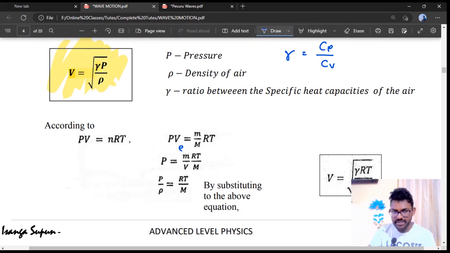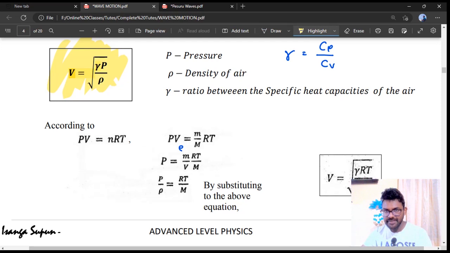R is the universal gas constant. T is the absolute temperature, the temperature right now, measured in Kelvin, right? Not in degrees Celsius. And M is the molecular mass. So instead of P over rho, I can replace it with RT over M. So the gamma times P over rho is equal to gamma RT over M.